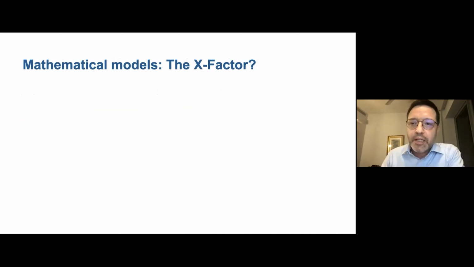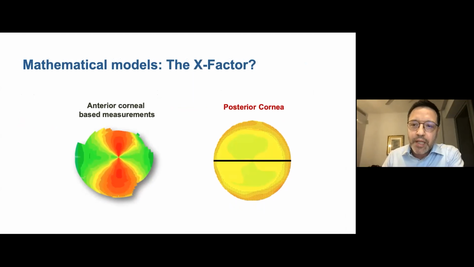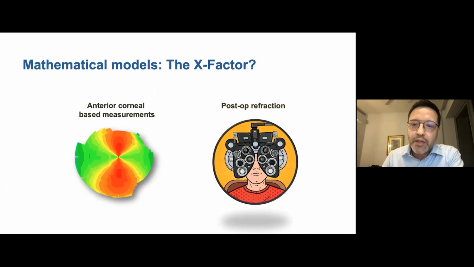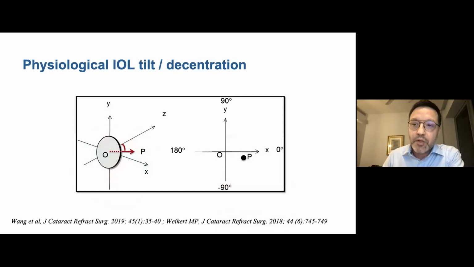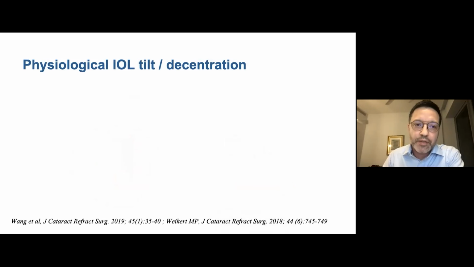But can it be that there is another reason why the mathematical models outperform direct measurements? Well, one possible explanation is that many of the mathematical models do not account only for the posterior corneal astigmatism effect. Rather, most of them are designed to account for the differences between the anterior-based corneal measurements and the post-op refraction. So they might include other factors affecting the refractive outcome. Factors such as physiological IOL tilt or decentration.